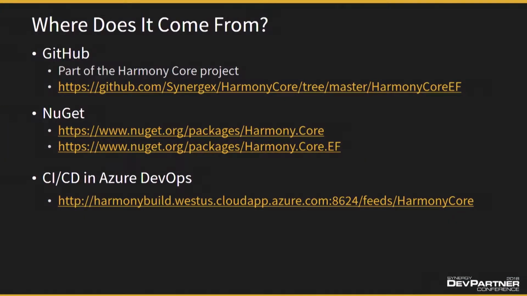Where does it come from? So it's part of the Harmony Core project. I have a nice long URL there off of GitHub that takes you to the specific area inside our Harmony Core project for the EF Core provider. It comes from NuGet, and if you're really, really interested, we have our CI/CD running in Azure DevOps, and whenever we do a build, it pops out a CI build to that URL there.